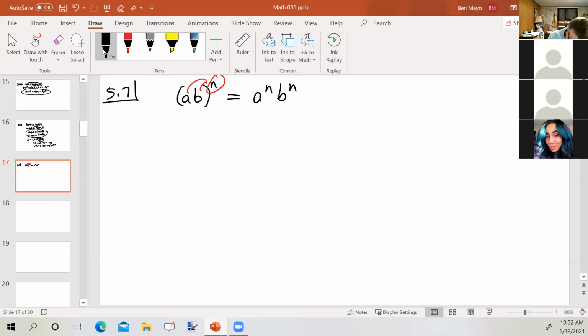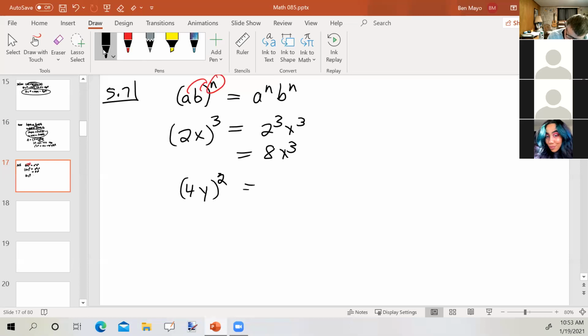For instance, let's say I have 2x, the quantity cubed. This would be 2 cubed x cubed, which further simplified would be 8x cubed. Or if I had 4y to the second power, this would be 4 squared y squared, or 16y squared. All right. Now, we've got that rule when we have a product raised to a power.